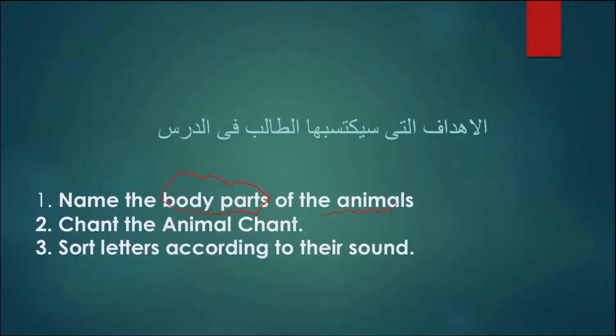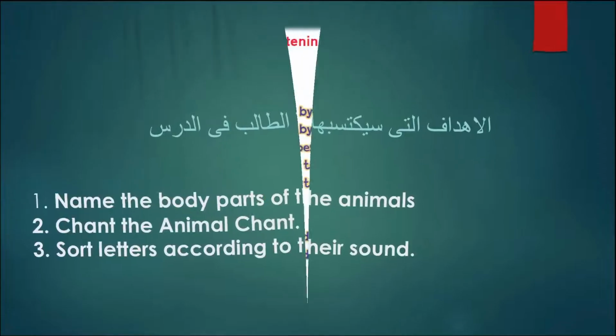Okay, number two is to chant the animal. Chant معناه أنشودة أو ينشد، إن احنا بننشد أنشودة الحيوانات. The third skill is to sort letters according to their sounds، إن احنا بنصنف letters الحروف طبقا لأصواتها.